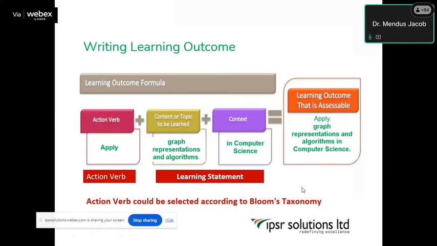I'll start with "apply", that is the action verb. Apply graph representations and algorithms in computer science, that is the context. So the student should be able to apply graph theory in computer science after the completion of the course. So this is how we design the course outcomes.